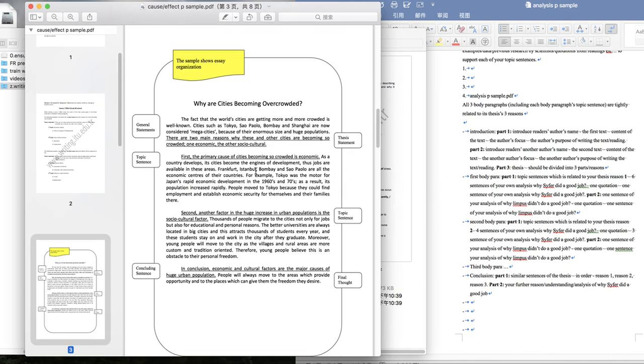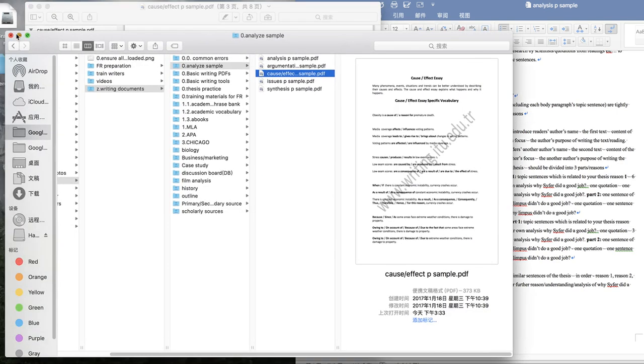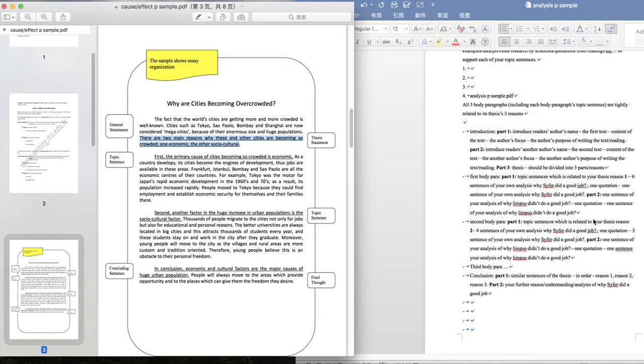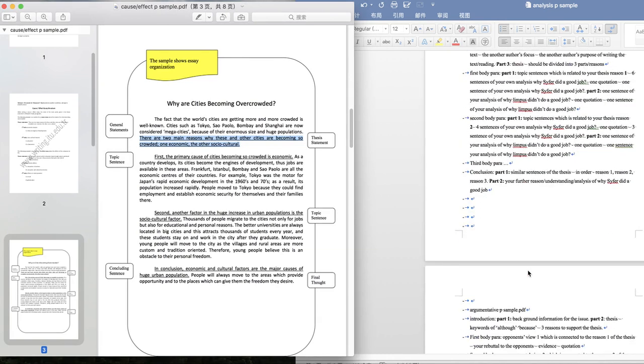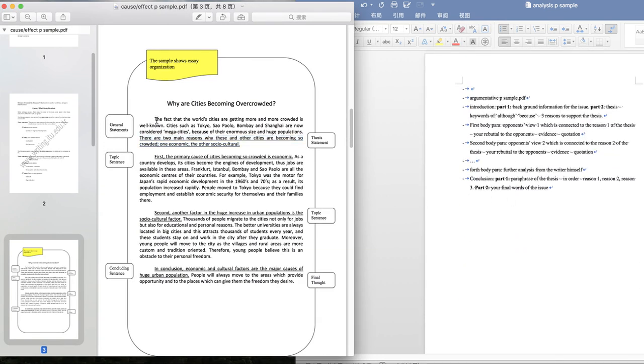Let us analyze the sample here right now. This is a pretty short sample, right? Here is the thesis. Here is the background information for the issue of why our city is becoming overcrowded. This is the background information, and this is the thesis. Did you find some similarity? This essay and this essay and this essay all provided background information at the beginning without quotation or paraphrase, right?